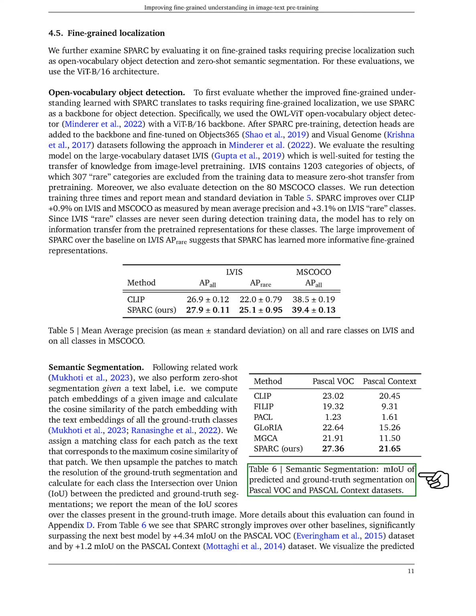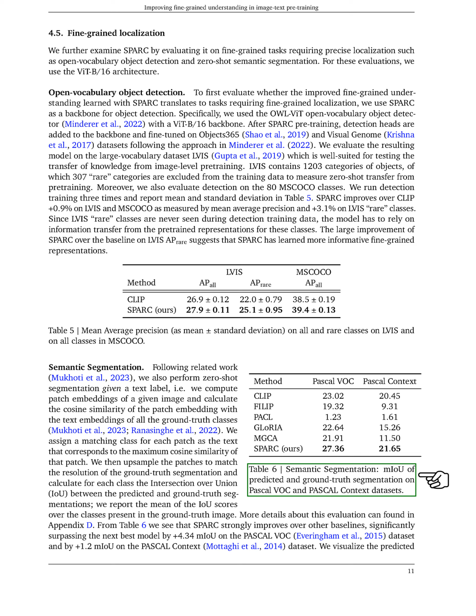In the case of semantic segmentation, we followed the approach of previous studies and performed zero-shot segmentation using a text label. This means we calculated the patch embeddings of a given image and then determined the cosine similarity of the patch embedding with the text embeddings of all the ground truth classes. We assigned a matching class for each patch based on the text that had the highest cosine similarity with that patch.